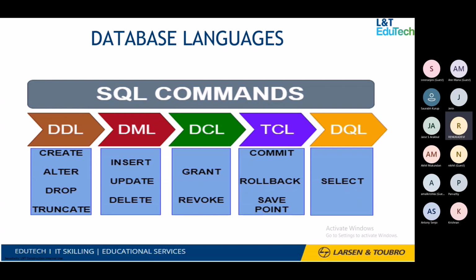Save point is similar to that. Save point means I'm not going to save the entire thing. I'm going to save from this particular point to this particular point, from A to C. In this range, I want to save the content whichever I have done. Then I can use save point. This is about TCL, that is, transaction control language.